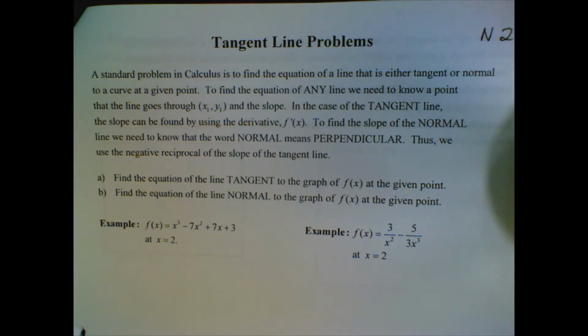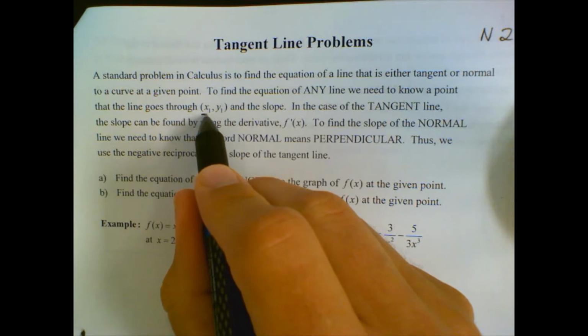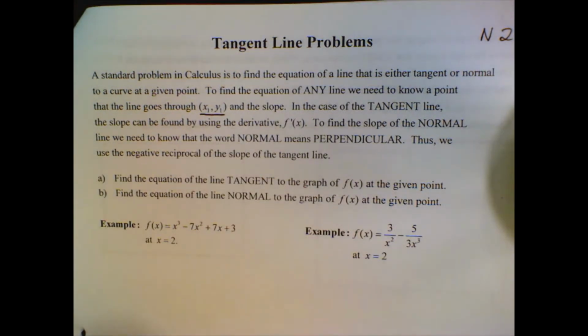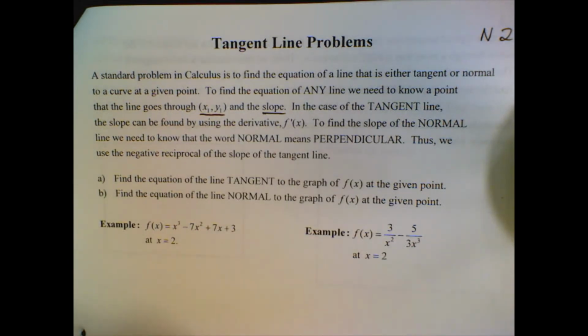A standard problem in calculus is to find the equation of a line that is either tangent or normal to a curve at a given point. To find the equation of any line, we need to know a point that the line goes through. So let's call that point x1, y1, and we also need to know the slope. Essentially we just need a point and the slope.